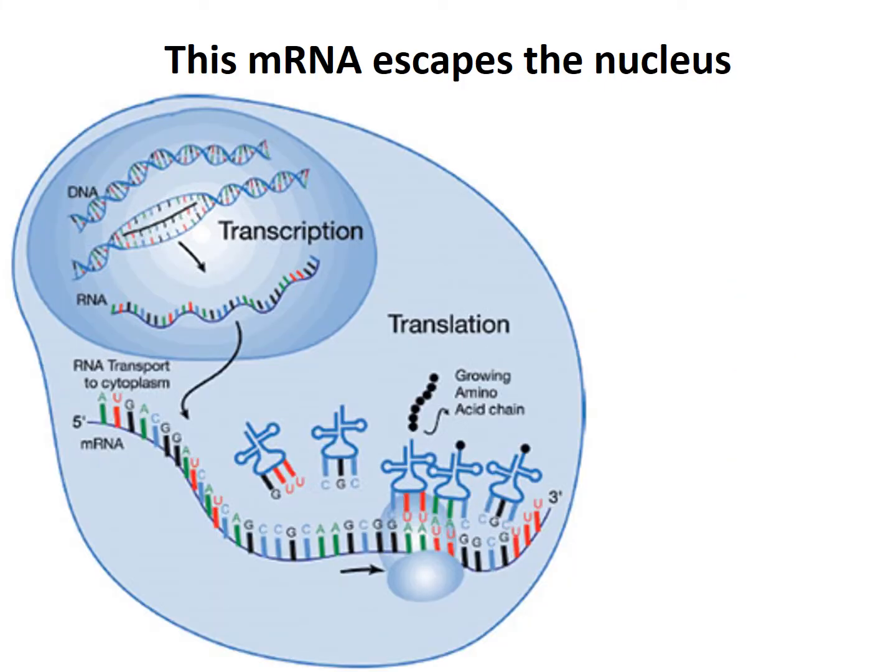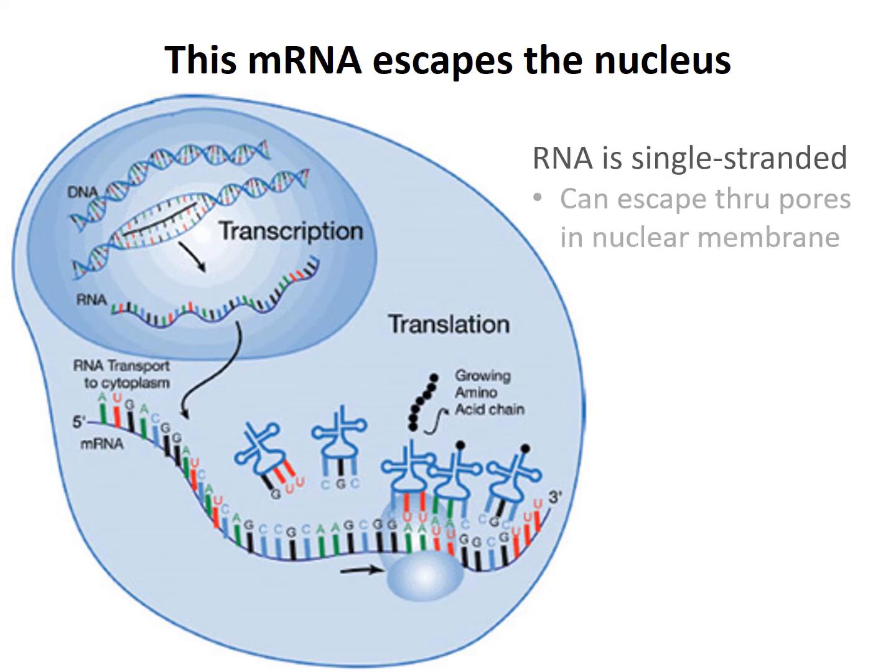Once transcription occurs, that new RNA single-stranded molecule is synthesized. It detaches from the DNA template. The DNA zips back up, goes about its business, and that RNA escapes the nucleus through pores in the nuclear envelope and begins floating around the cytoplasm of the cell. Eventually, it comes in contact with a ribosome, and the next process, called translation, can begin.